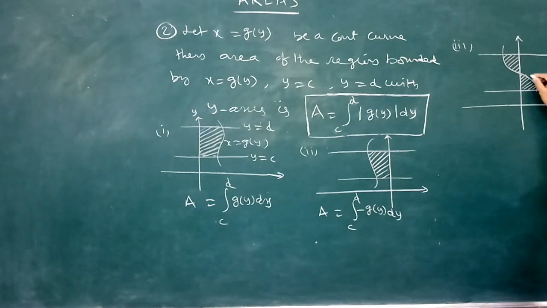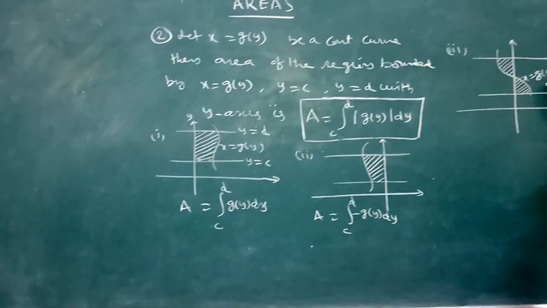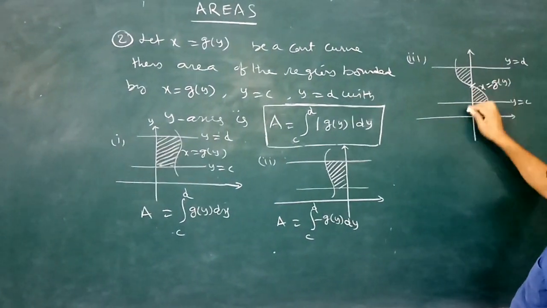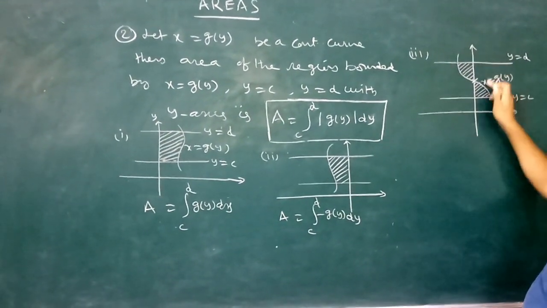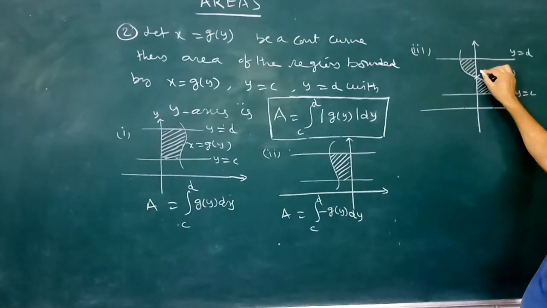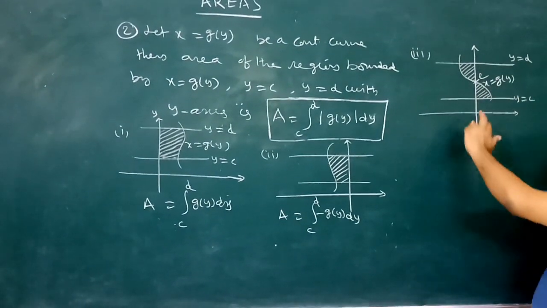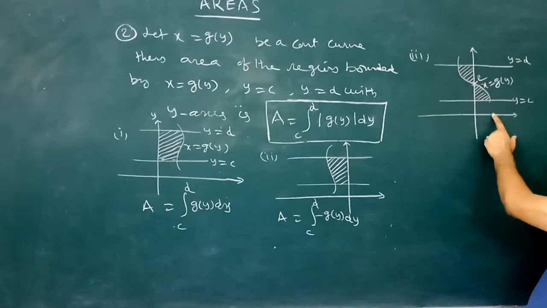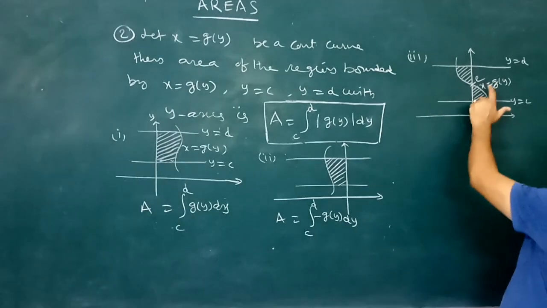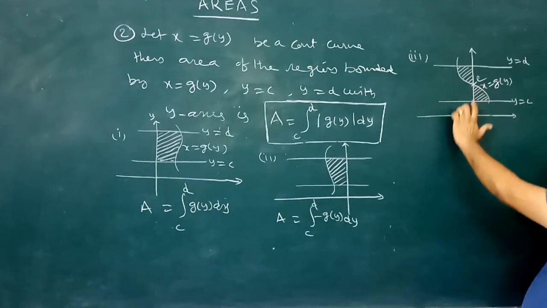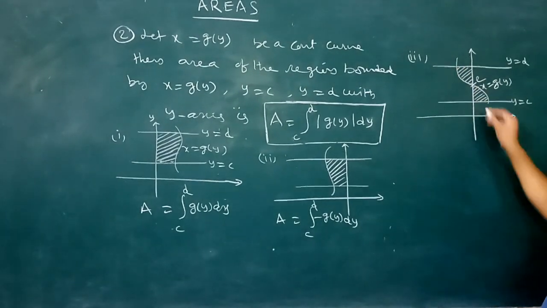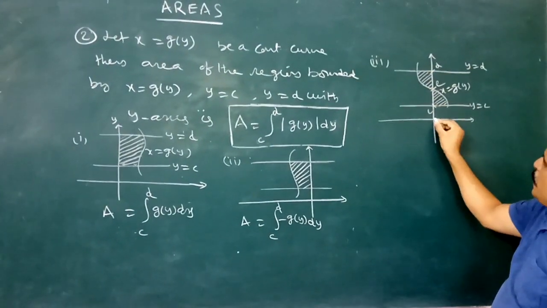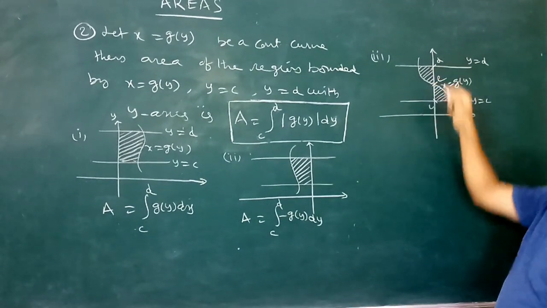X equal to g of y. These are two lines, y equal to c, y equal to d. Between c and d, the curve cuts at the point E. C to E is the positive region. Positive region means x positive, x equal to g of y, so g of y is positive. E to D is negative. Negative means x negative, so g of y is negative.